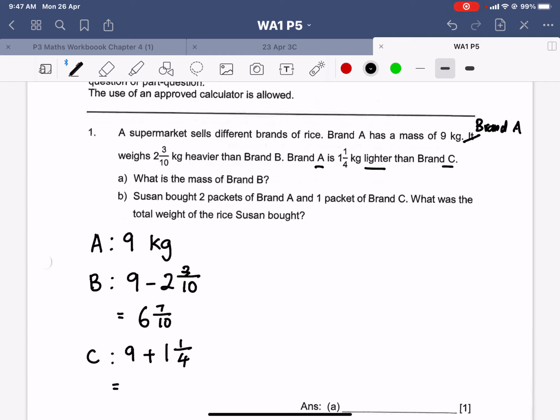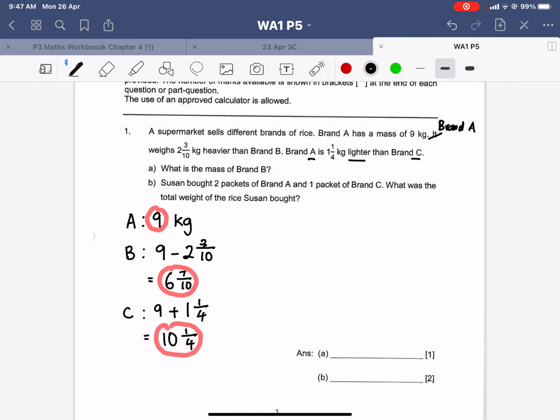So since you have a calculator, our mental sum is fine also. What are the 3 numbers? For A is 9. For B is this. For C is this. I circle the 3 numbers because these are the 3 numbers that I need to work out. Alright, so mass of brand B, easy already.